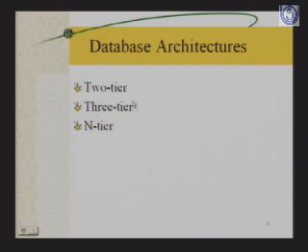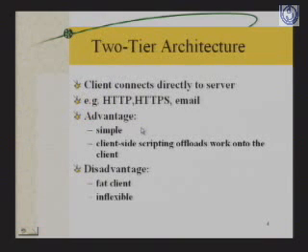So let us see these different types of architecture for database applications, starting with the 2-tier application. In this 2-tier application, what do you have? The client connects directly to the server, for example by using HTTP, HTTPS or email, the different email protocols. So the client is there, the server is there, and the client is interacting with the server. This looks very simple.